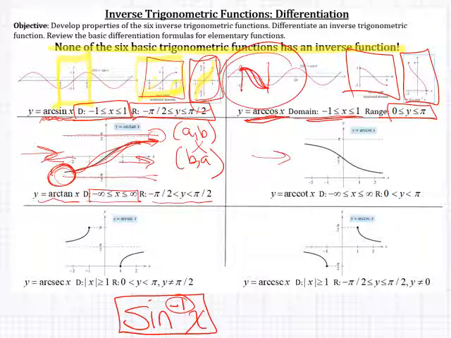Here you have arc cotan, here you have arc secant, and here you have arc cosecant. Notice the domain and ranges for each.